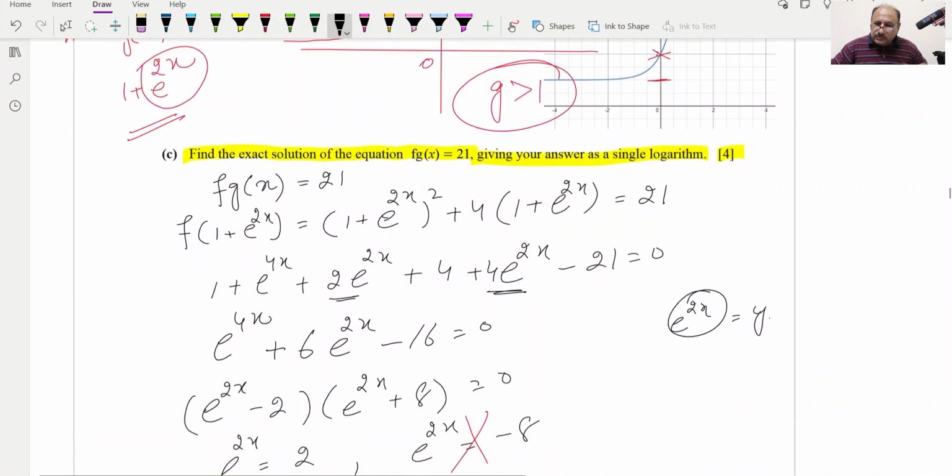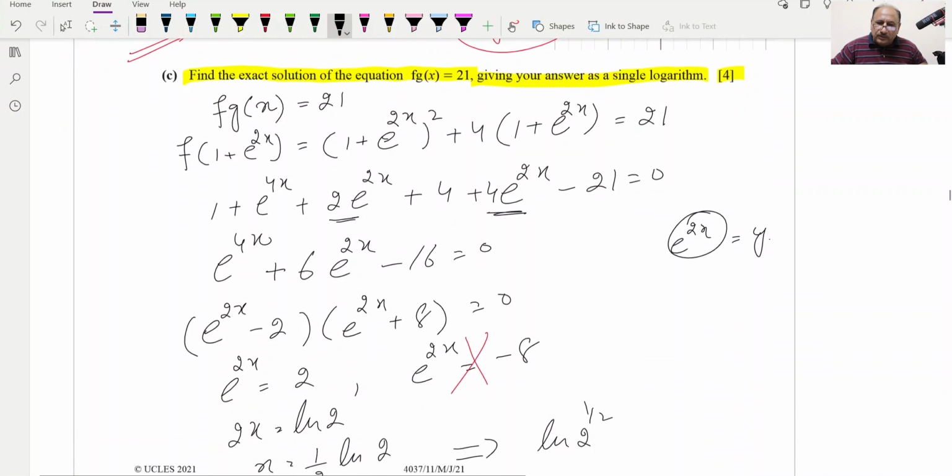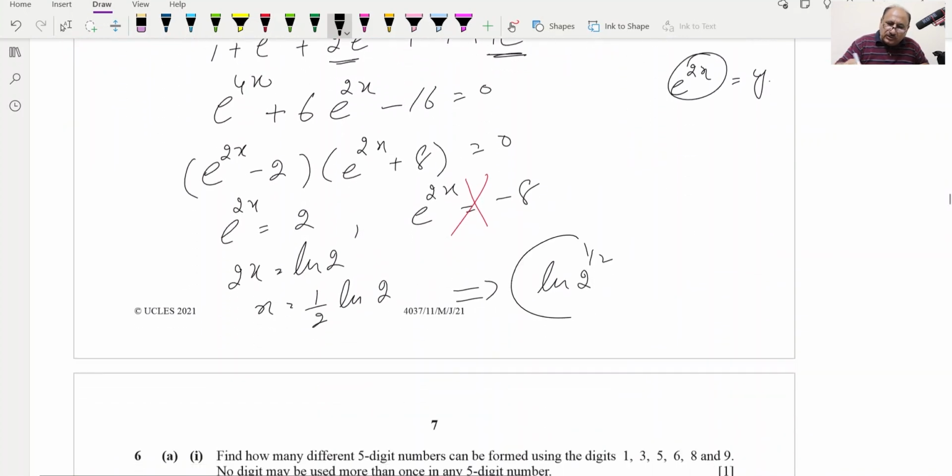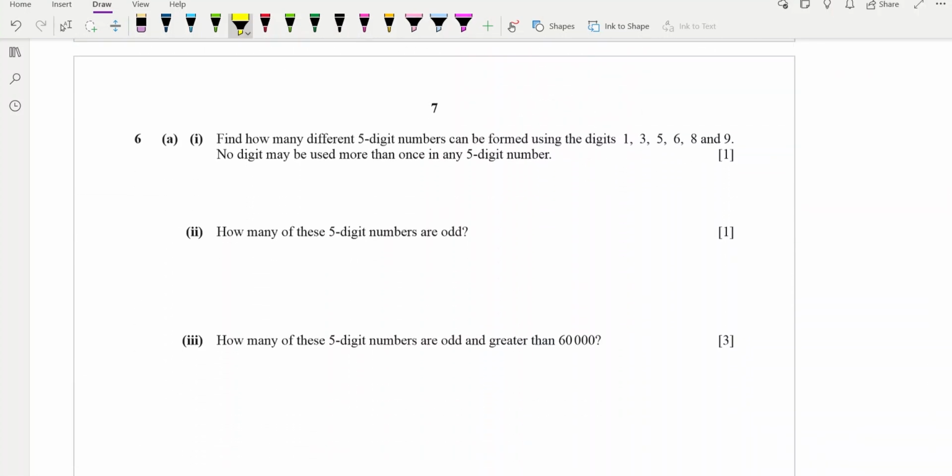This is what they are saying in single logarithm. So this is basically the final answer for this part which we have done. Question number 6, A part 1. Find how many different 5-digit numbers can be found using the digits 1, 3, 5, 6, 8 and 9. No digit may be used more than once in any 5-digit number.